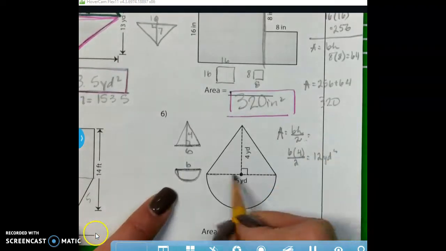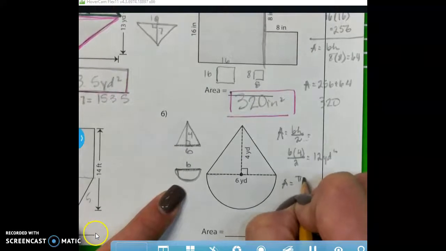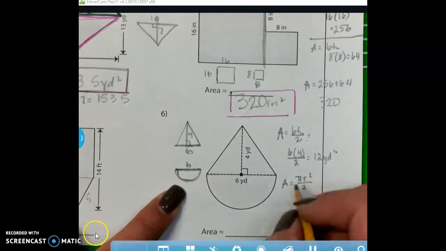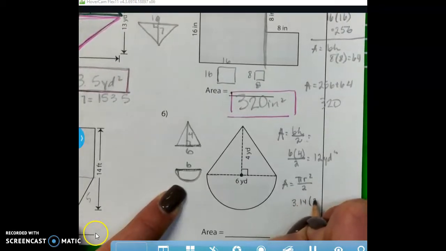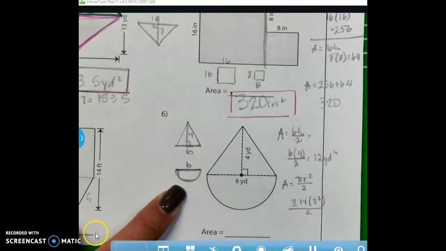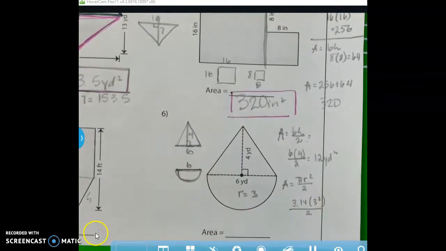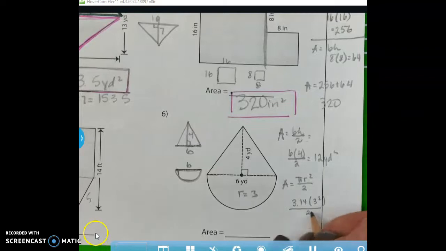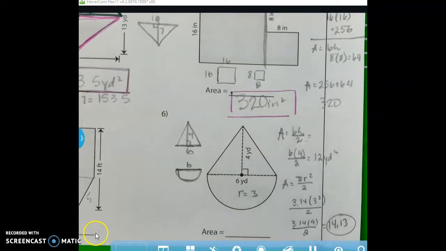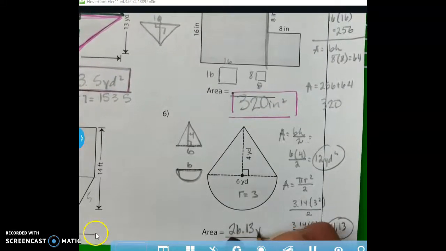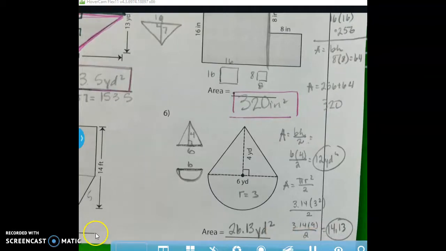Okay, done. For my semicircle, pi radius squared divided by 2. Yes, it is a semicircle. We don't forget to divide by 2. Pi times 3 squared divided by 2. Where did I get 3 from? That's right. It's half of the diameter that was given to me. Absolutely. So that gives me pi times 9 divided by 2 for the total of 14 and 1300ths. 14 and 1300ths plus 12 will give me 26 and 1300ths square yards.